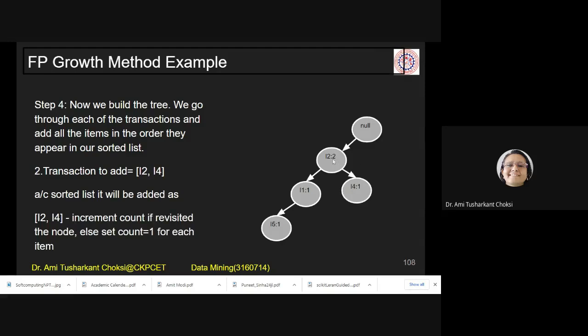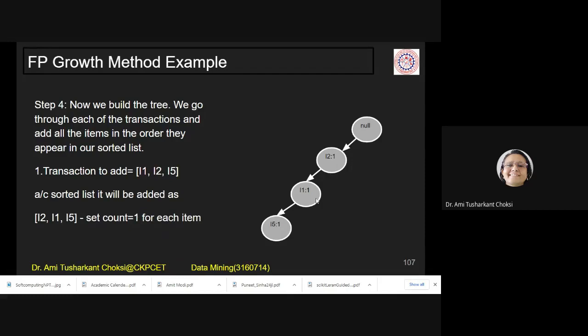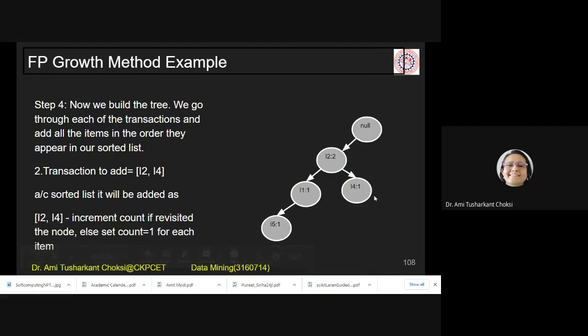Now after that we have I4. Do we have I4 available here in the previous transaction? In the previous tree, we did not have it, so we generate a new branch. So we have I4 and its count is 1. Do not confuse that here also we should give it as 2. No, because this node is considered the first time, so its count is 1. Fine, let us proceed.